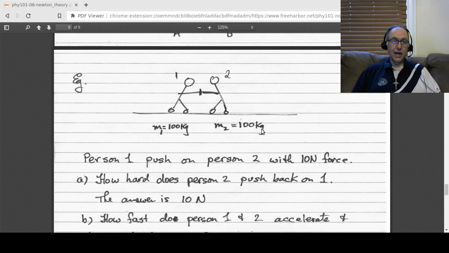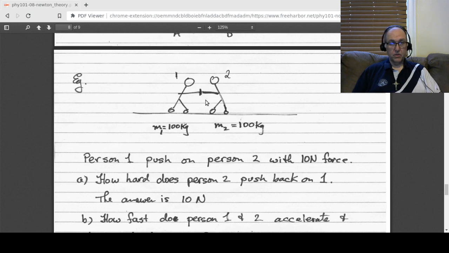By the way, you'll see me using subscripts quite a bit in this next section, and what the subscripts mean is M1 would be the mass of person 1, M2 is the mass of person 2. So the two people here have the same mass. They're both 100 kilograms. And then I say to you that person number 1 is pushing on person number 2 with a 10 Newton force. So person 1 here pushes on person 2 with a 10 Newton force. And then I ask question A, how hard does person 2 push back on person 1?